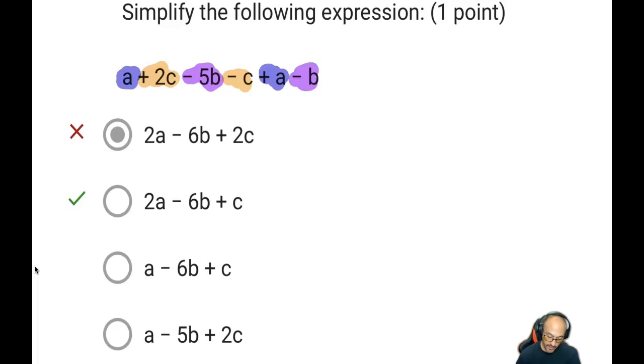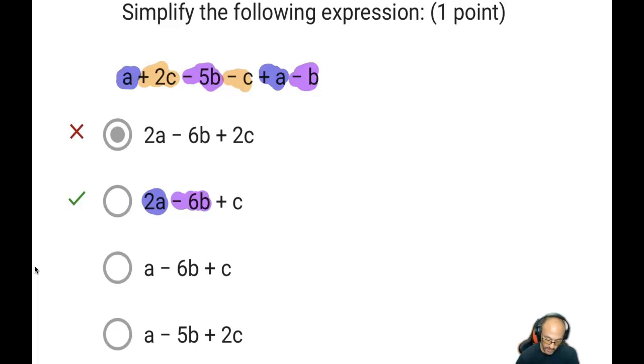So the A and the A, remember if there's no coefficient in front, then it's just a 1A. So that's 1A plus 1A is equal to 2A. And in the one that you answered, you got that part correct. The B's, negative 5B and negative 1B, that's going to be a negative 6B right here. And again, in the one that you answered, you got that correct.